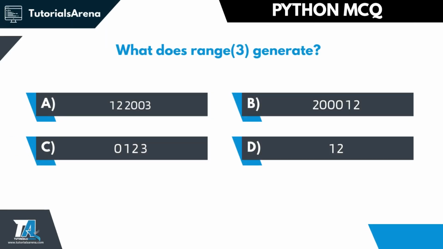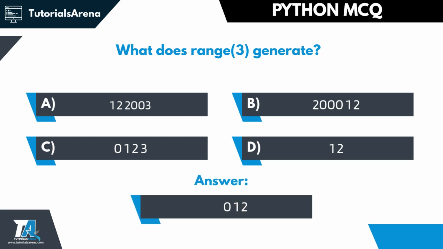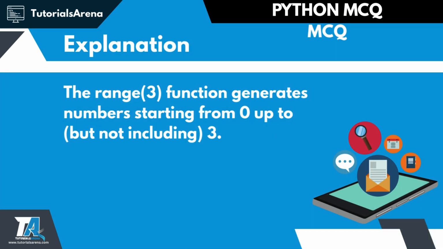What does range 3 generate? The correct option is option B, 0, 1, 2. The range 3 function generates numbers starting from 0 up to, but not including, 3.